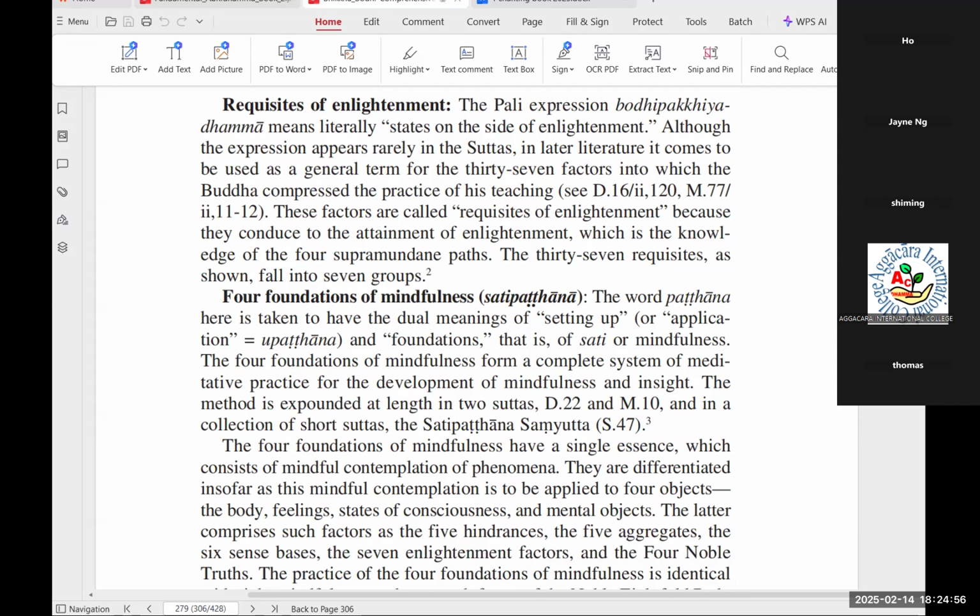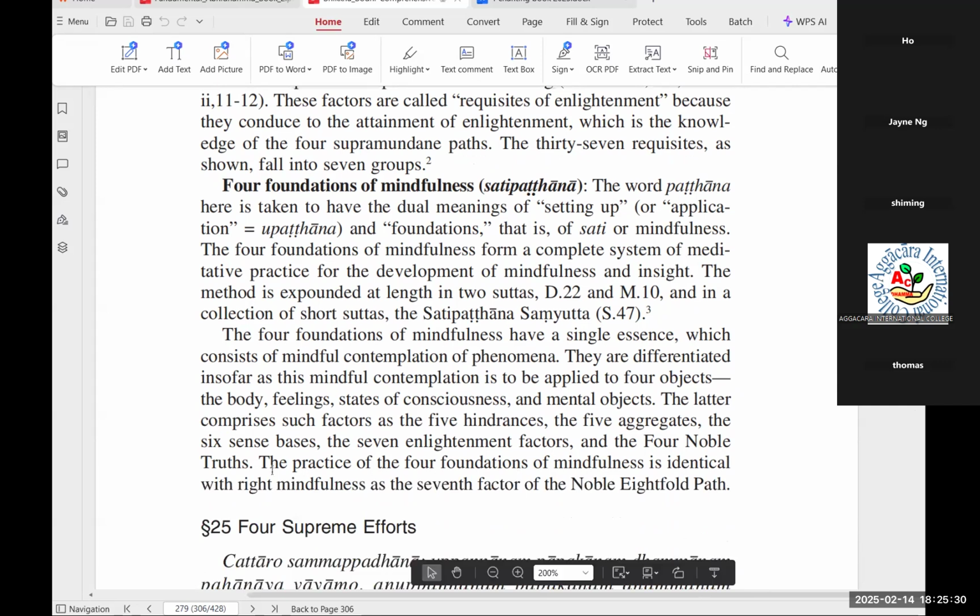The four foundations of mindfulness have a single essence, which consists of mindful contemplation of phenomena. They are differentiated insofar as this mindful contemplation is to be applied to four objects: the body, feelings, states of consciousness, and mental objects. The latter comprises such factors as the five hindrances, the five aggregates, the six sense bases, the seven enlightenment factors, and the four noble truths. The practice of the four foundations of mindfulness is identical with right mindfulness as the seventh factor of the Noble Eightfold Path. Four supreme efforts.